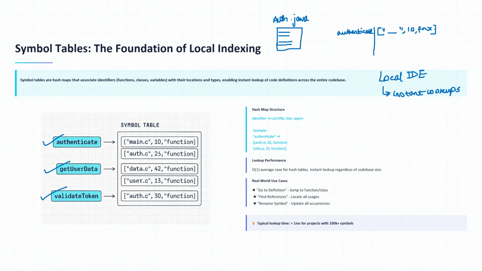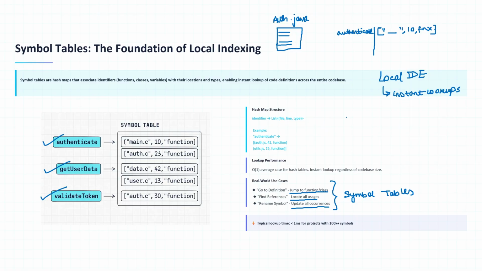So let's say I encounter an error in my code base in Cursor, and I ask Cursor that this is the stack trace, fix this error. How does Cursor know which file to go to, which exact method to look for, to locate all the usages, or to jump to a function or a class, like go to definition, find references, or update all occurrences? All of these use cases are covered by symbol tables. And since it's a hash map, the retrieval is pretty fast. The normal lookup time is less than 1 millisecond for a project with 100k plus symbols.